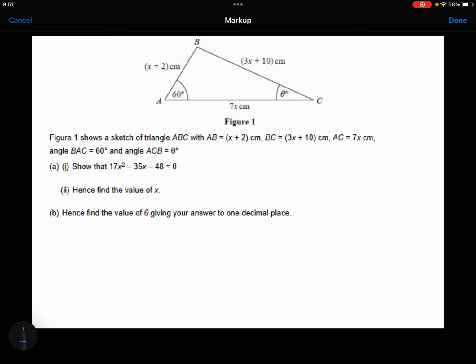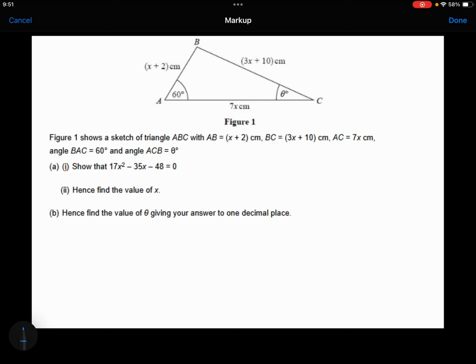Figure 1 shows a sketch of triangle ABC with AB as x plus 2 centimetres, BC being 3x plus 10 centimetres, and AC being 7x centimetres. Angle BAC is 60 degrees and angle ACB is theta. We need to show that 17x squared minus 35x minus 45 is equal to 0.